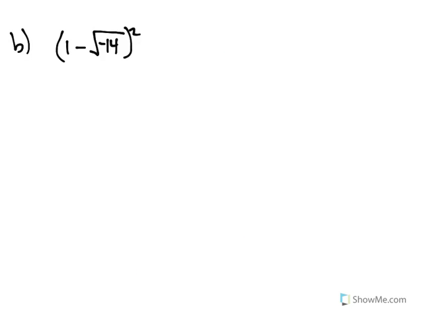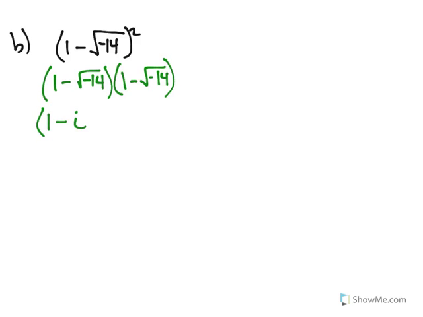For b, when I multiply this out, I get a 1 minus square root of negative 14 and a 1 minus square root of negative 14. I'm going to once again pull out the i's. So this is 1 minus i square root of 14 and 1 minus i square root of 14.